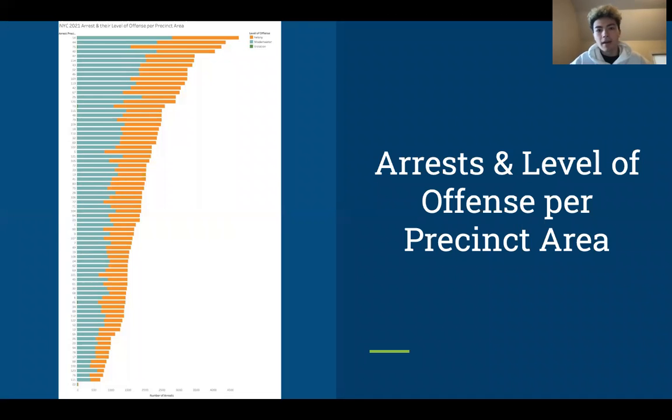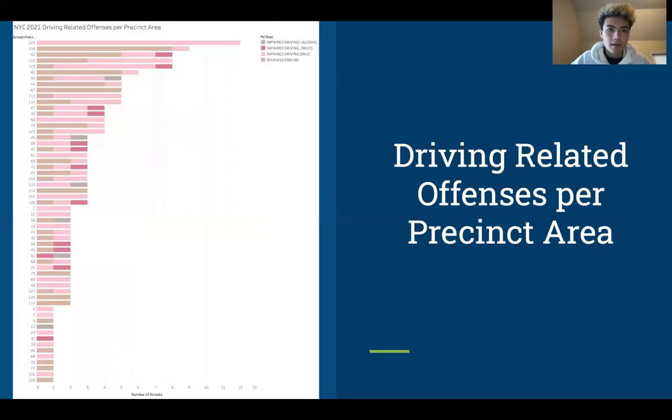And here we just have arrests and level of offense per precinct area. So felony and misdemeanor were extremely common. And again, the same precinct areas show a lot of felony and misdemeanor arrest cases. And here we have some driving related offenses per precinct area. Unlike the other ones, the common precinct areas for these included precinct areas 123, 108, and 52 to have the most driving related offenses.